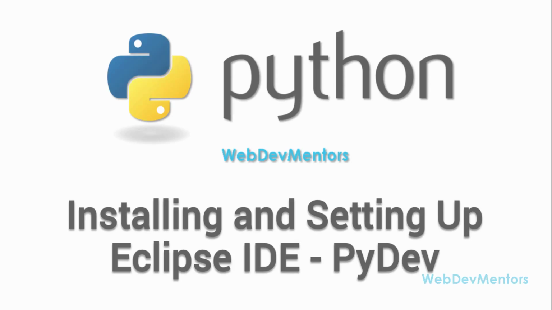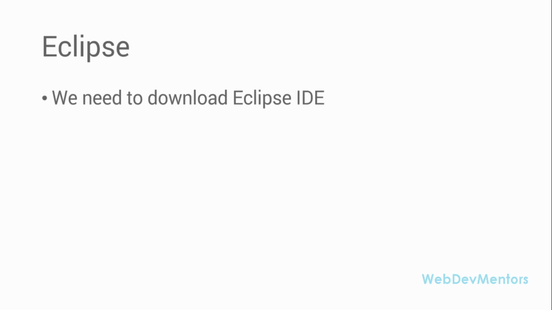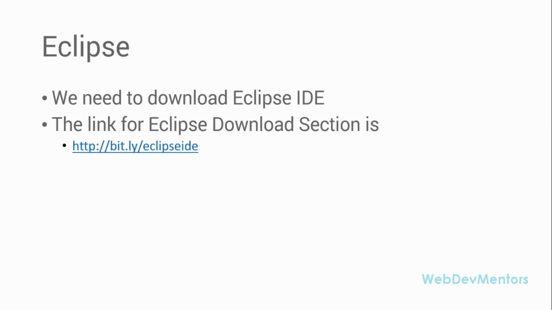So in this video we're going to see about the installation and setting up of Eclipse IDE with PyDev. The first step is downloading the Eclipse IDE from the eclipse.org website, and the short link for the Eclipse download section is bit.ly/EclipseIDE. You can use this short link to access the Eclipse download section directly, where you can download the distribution that is best suited for your operating system.